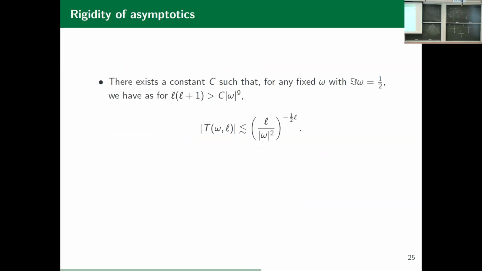Okay, so the most difficult part of that result is showing that when you have vanishing radiation at H plus but unbounded support in L, you can have radiation fields that decay slower than that rate, e to the u over 4n. So in this case, I show that when you fix the imaginary part of the frequency to be 1/2, and you take L to be sufficiently large, so that for some constant, L times L plus 1 is greater than that constant times omega to the 9, then you have super exponential decay for the transmission coefficient.